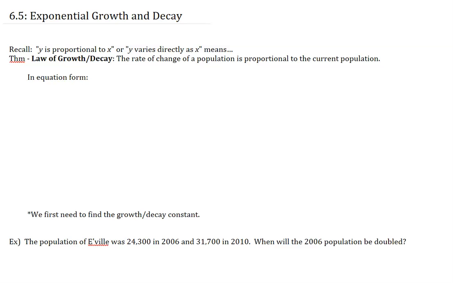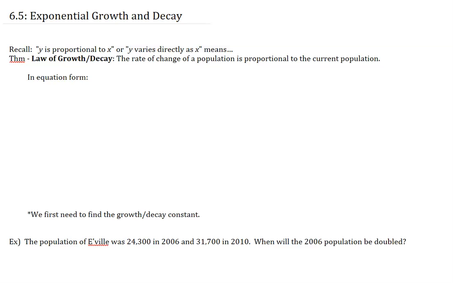So 6.5 is about a specific type of differential equation, and it's a differential equation that uses proportionality. We're familiar with direct variation. We're going to use a direct variation equation and then solve the differential equation, and we're going to develop a formula that we're probably familiar with from Algebra 2. That's the law of growth and decay.